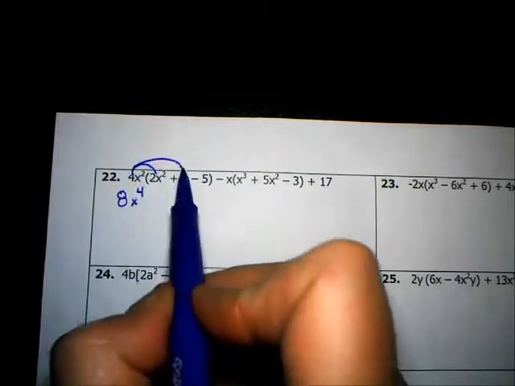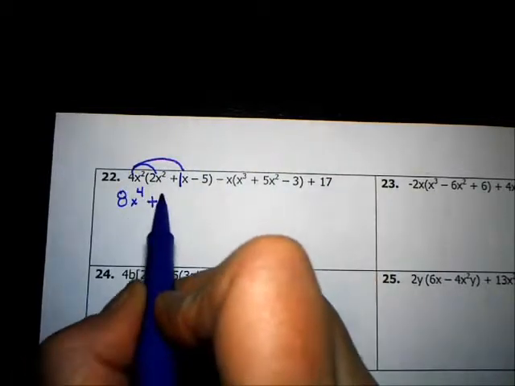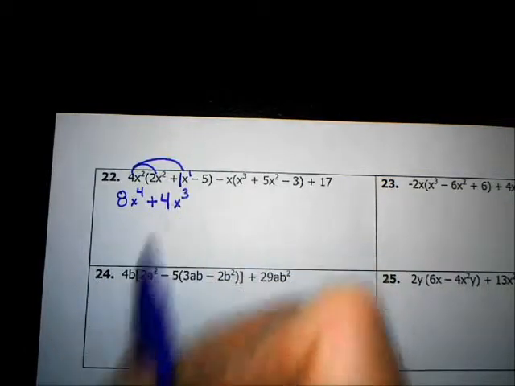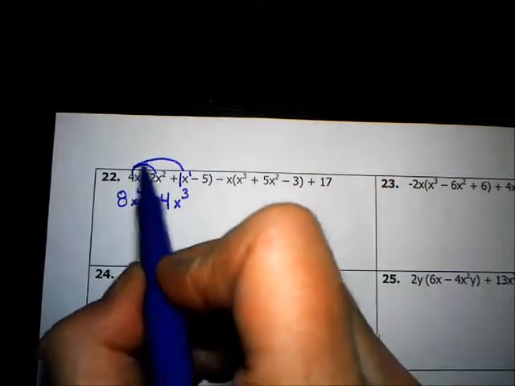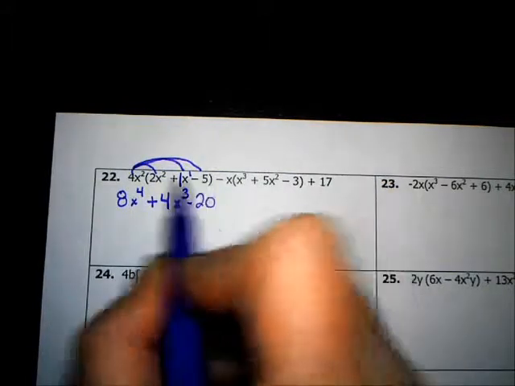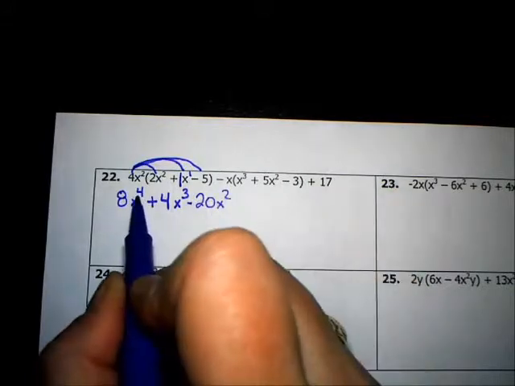Let's go to the next term. 4 times 1 is 4, and x2 and x1 is now x3. And if I go to the last term, 4 times a negative 5 is a negative 20, and then I carry the x squared over. Notice they're in descending order.